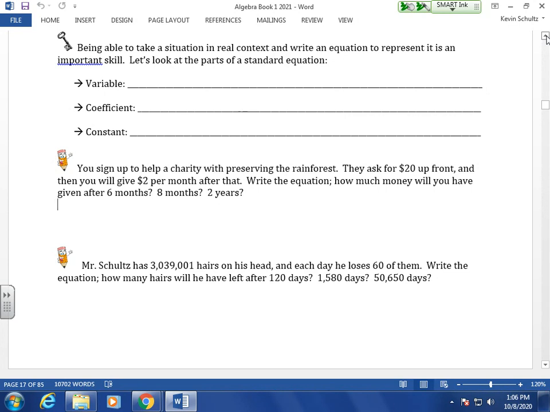The variable is that unknown value that can change depending on what we're trying to find out. Usually it's a letter, okay? It could be a symbol also, but for our purposes, we'll represent it with N, X or Y, or D, or C, or G, or whatever you want, okay? But it's the unknown value that can change.